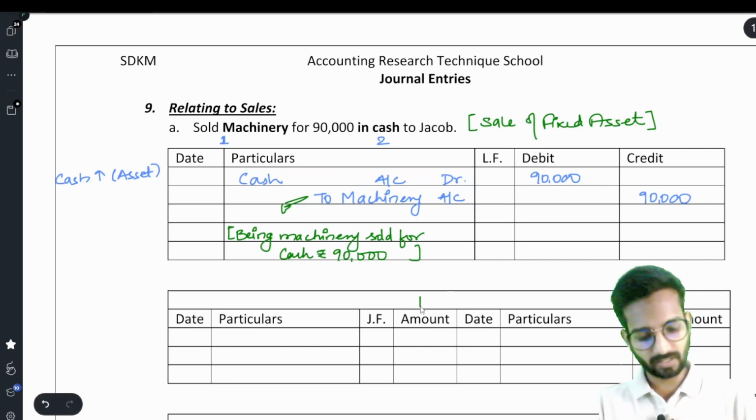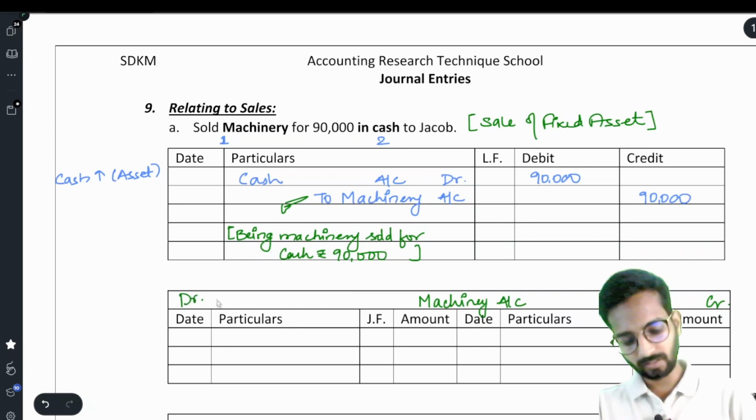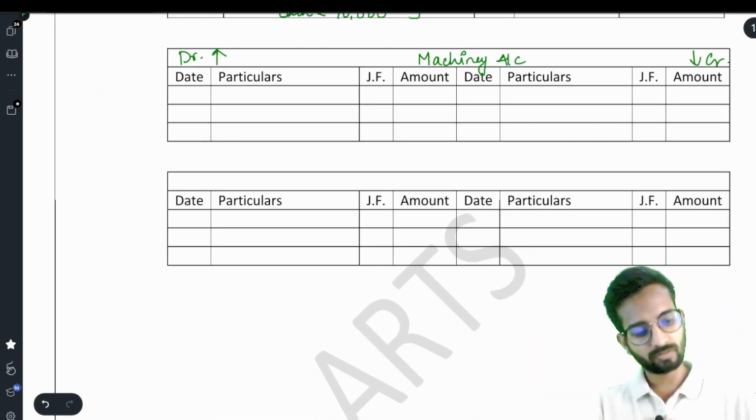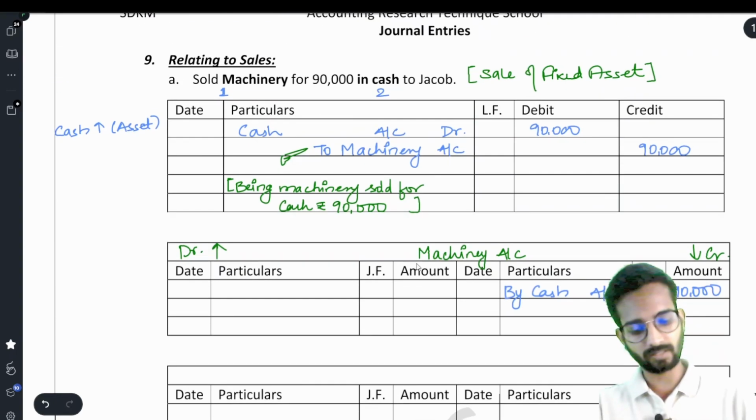Now, next we have to prepare the ledger account. We will write here machinery account. Credit, debit: when it increases then debit, when it decreases then credit. We know we have made a sale, it means machinery has been reduced. If machinery has been reduced, what will we do? We will write here by cash account, how much? 90,000. You can check here again. See, machinery account was credited, so machinery account is credited. By which account was it credited? By cash account. So we have written by cash account.